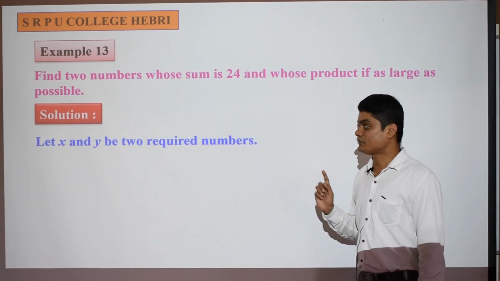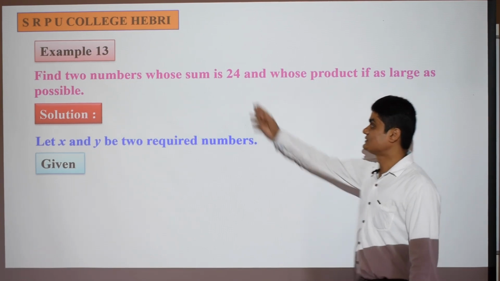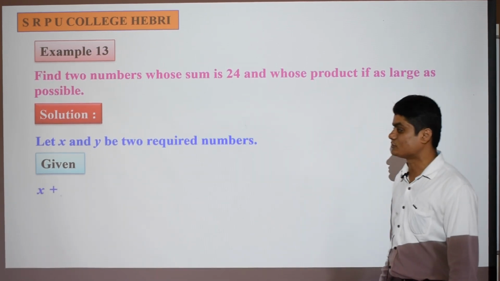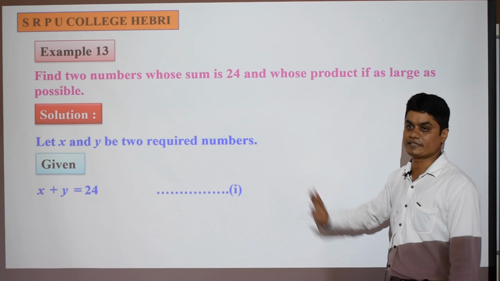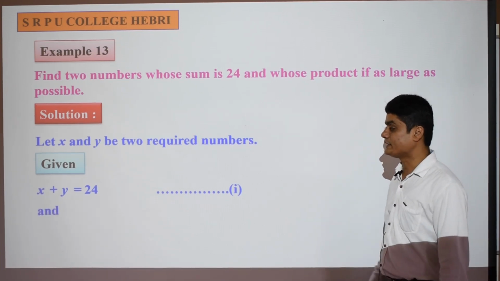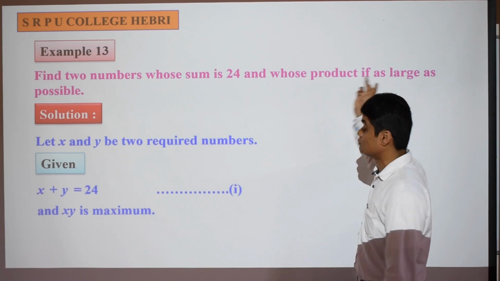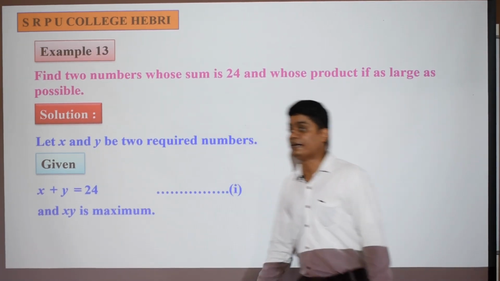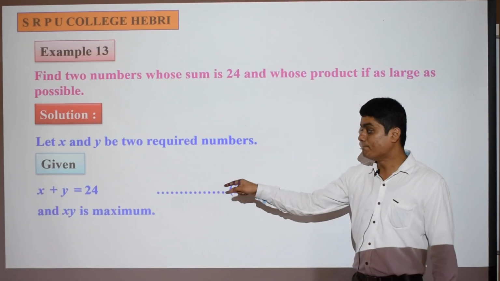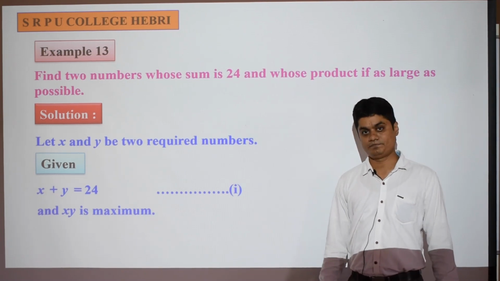Okay, now write down what is given. What is given? Sum is 24. x plus y is equal to 24. Correct? Let it be 1. Now what we have to do here? We have to maximize. Which one we have to maximize? The product of two numbers. What is the product of two numbers? x into y. Okay, we have to maximize x into y.